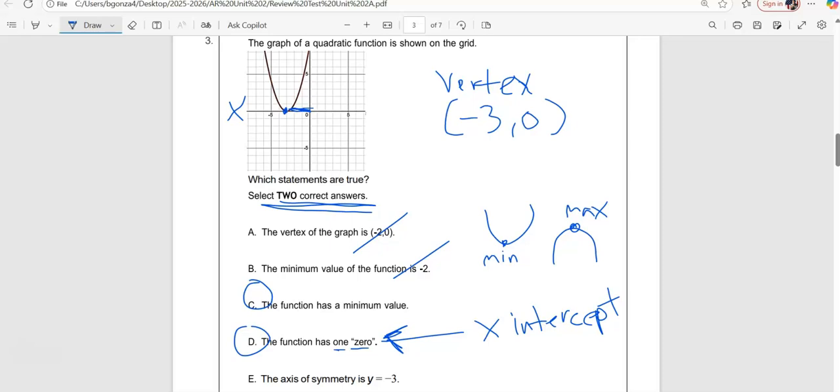So why would E be wrong if there's only two correct answers? Well, this axis of symmetry does go through -3, but a vertical line would be x equals -3. That's my axis of symmetry. So it's not y equals. That's not right. Cool.